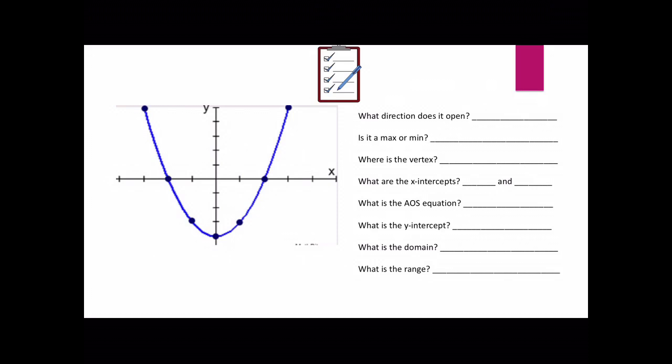So now I want you to look at this one. What direction does it open? Does it have a maximum or a minimum? Where is the vertex? What are the intercepts? What is the axis of symmetry? What is the y-intercept? What is the domain and the range?